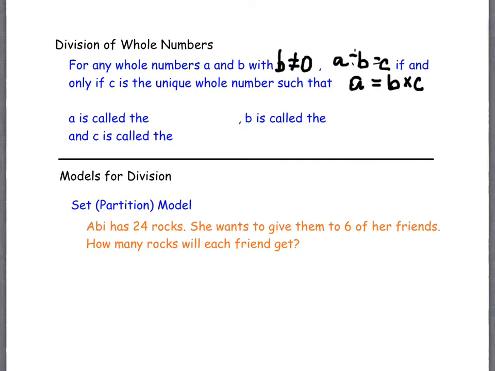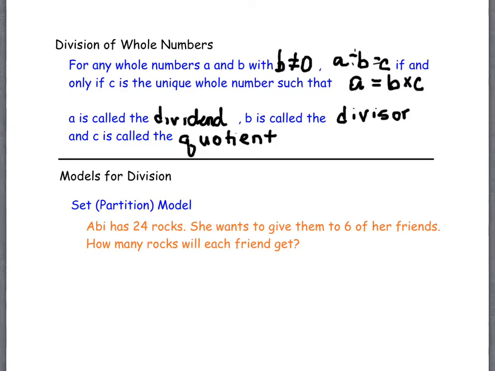A is called the dividend. B is called the divisor. And C is called the quotient. So the number we're dividing is called the dividend. The number we divide by is called the divisor. And then the result of all of that is called a quotient.